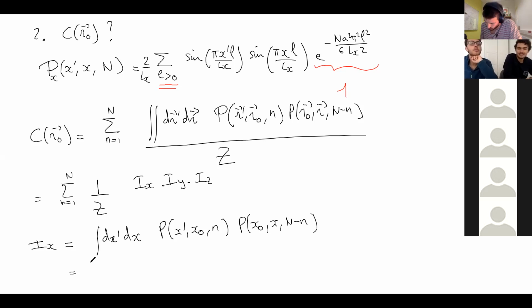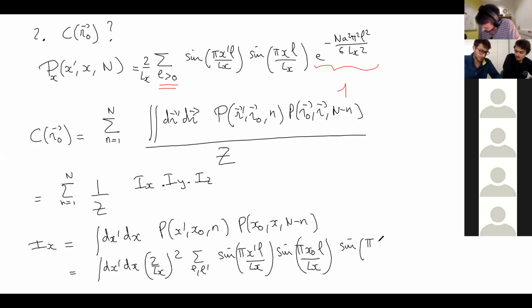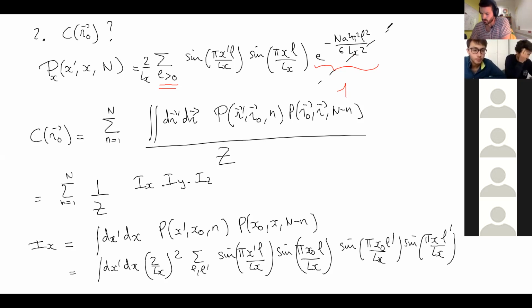Okay, and now I can replace this by all the expression above. So I have 2 over Lx, squared. I have a sum over l and a sum over l prime of sine of pi x prime l over Lx, sine of pi x naught l over Lx, then sine of pi x naught l prime over Lx, sine of pi final point l prime over Lx. Sorry, it's a bit long. And I have no exponential because it cancels to 1, okay? And did I forget anything else? I don't think so. Yes, no, it's okay.